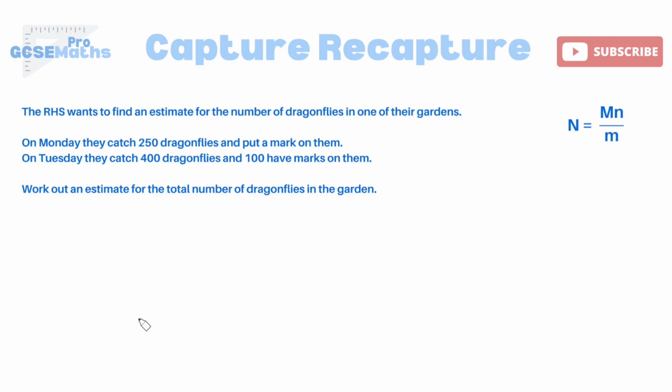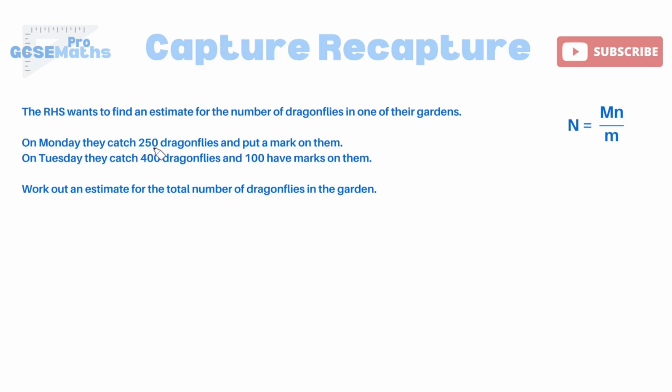I'll show you a few examples and you'll see how it's pretty much the exact same question every time. The only thing that changes is the context. So here, the RHS wants to find an estimate for the number of dragonflies in one of their gardens. So we're estimating a population number. In terms of dragonflies, it's impossible to catch them all and count them all, which is why we're estimating it. So you're going to be given 3 numbers here, and we're going to substitute them in to estimate the total population.